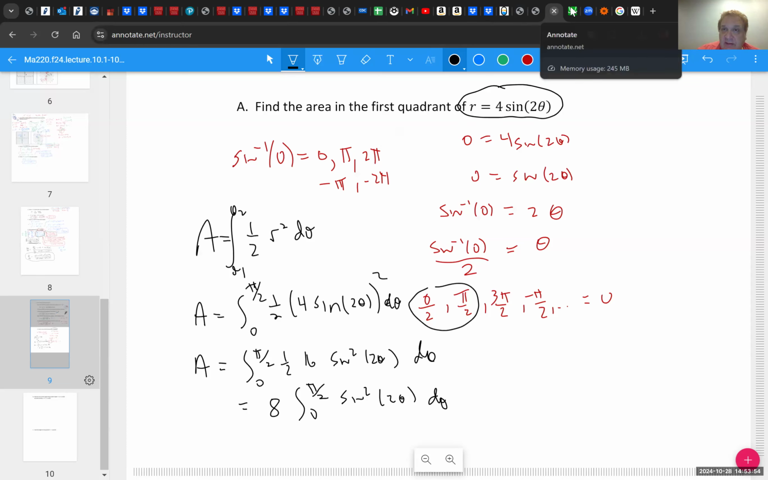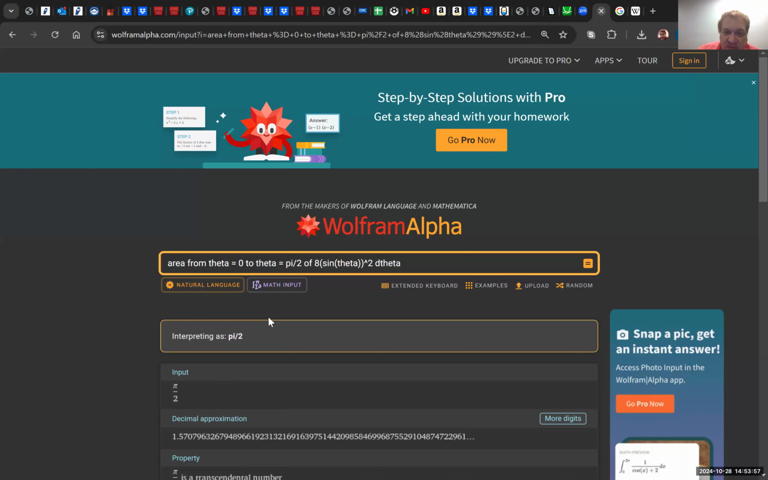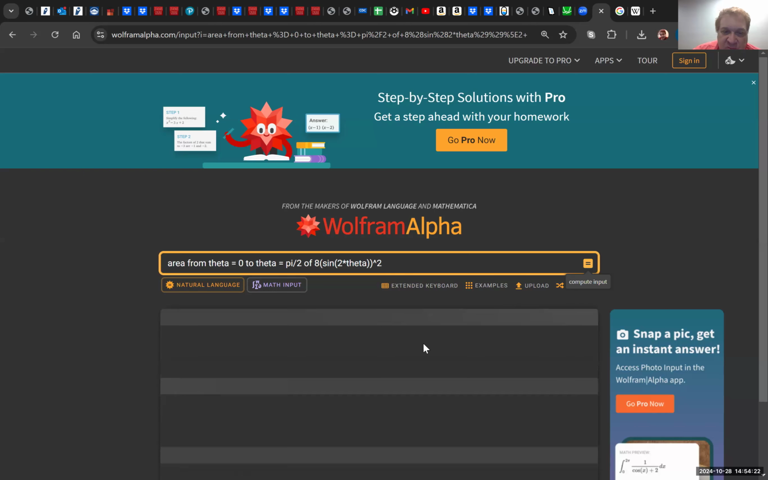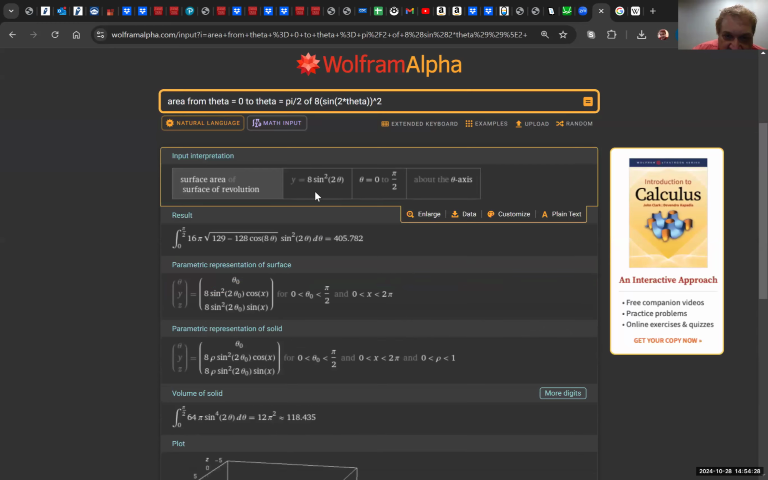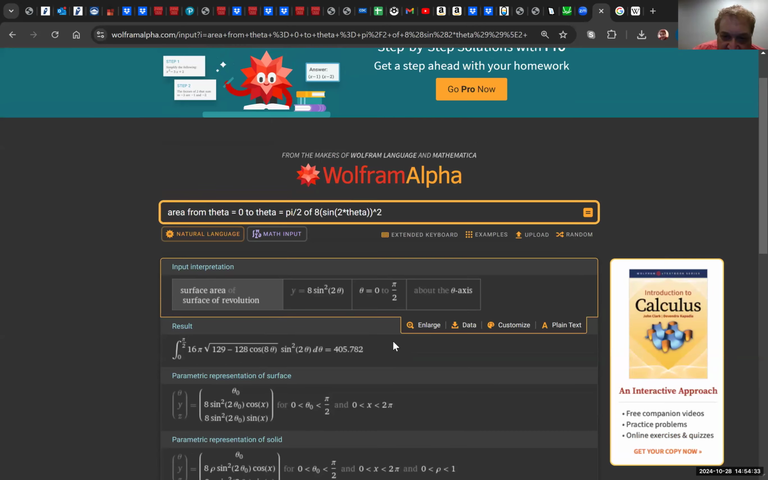So I think I forgot that. Sine squared 2 times theta. And let me get rid of the d theta thing. Maybe it got confused because that's weird. Area from theta equals 0 to theta equals pi over 2 of 8 sine 2 theta squared. Let's see if it understands that. All right. 8 sine squared 2 theta from 0 to theta over 2.